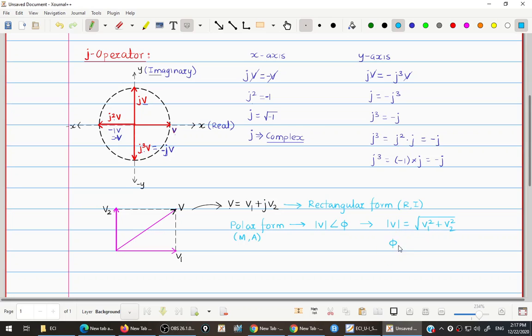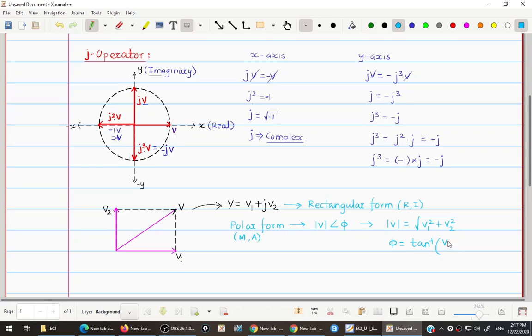And how can you calculate the phase angle? For the phase angle you are having this formula: tan inverse of the imaginary part upon the real part. So what is your imaginary part over here? V2. Whatever part you are having with j, it is the imaginary part.